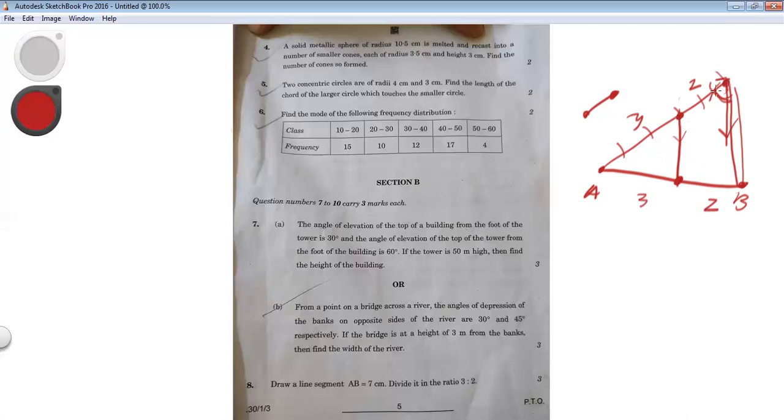How do we draw a parallel line? Take this angle measure, put the compass here, make a mark and cut it. Do the same here. Then from this point, put the compass and measure the distance from this point to this point. Then put the compass here and cut it here, and then draw the line. That's it, and you will be able to construct a 3:2 division of your line segment AB of 7 centimeters.